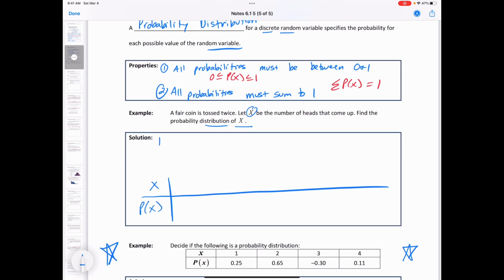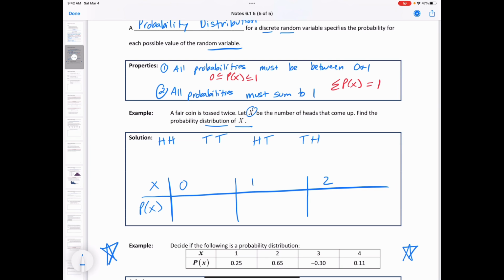I might get 2 heads, or I might get 2 tails, or I might get heads, tails, or I might get tails, heads. And there are no other possibilities that I could get. So the number of heads I could get would be 0, 1, or 2. So I'm going to go down here and I'm going to list 0, 1, or 2.